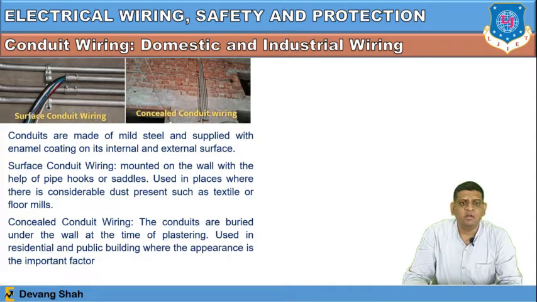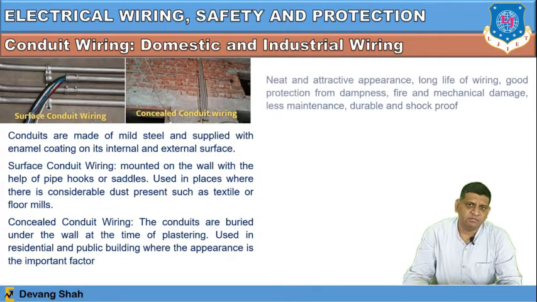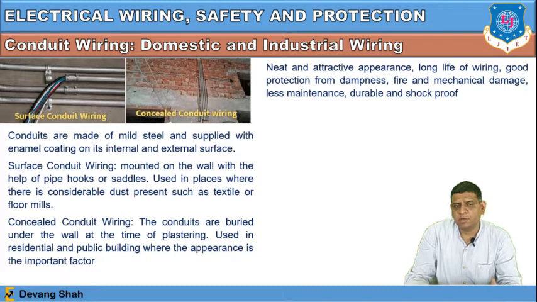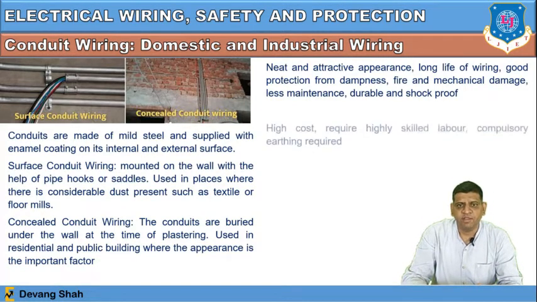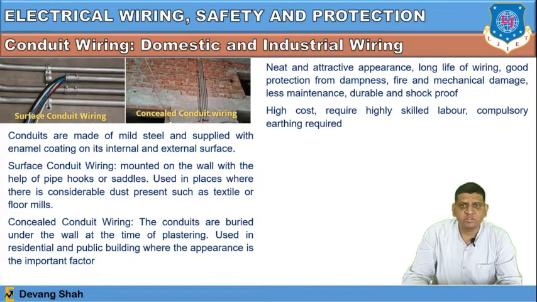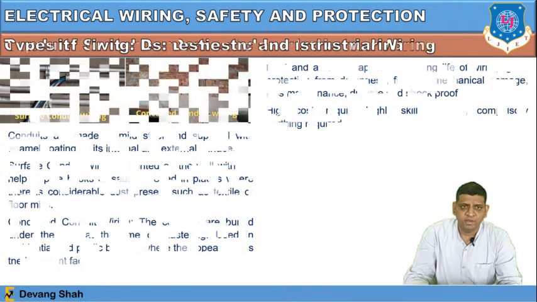These conduits are buried under the wall at the time of plastering, used in residential and public buildings where appearance is an important factor, right? Neat and attractive appearance is part of the advantages. Long life of wiring, good protection from dampness, fire and mechanical damage, less maintenance, durable and shock proof, right? Because it is completely concealed, as well as the surface conduit wiring. But it has a high cost, requires highly skilled labor, and compulsory earthing is required for those kinds of wiring, right?